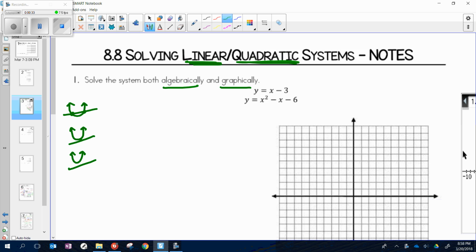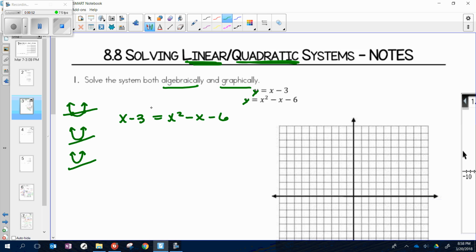Algebra is always different every time. You've got to look really carefully at what you have. These are both equal to y. Y is x minus 3. Y is x squared minus x minus 6. So that tells me that x minus 3 is equal to x squared minus x minus 6.